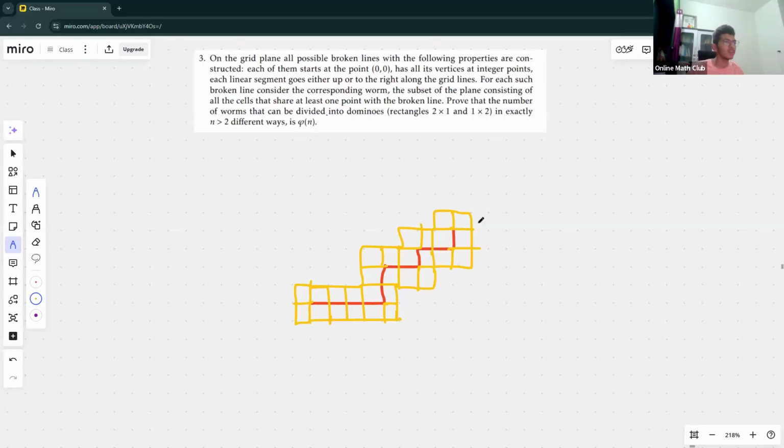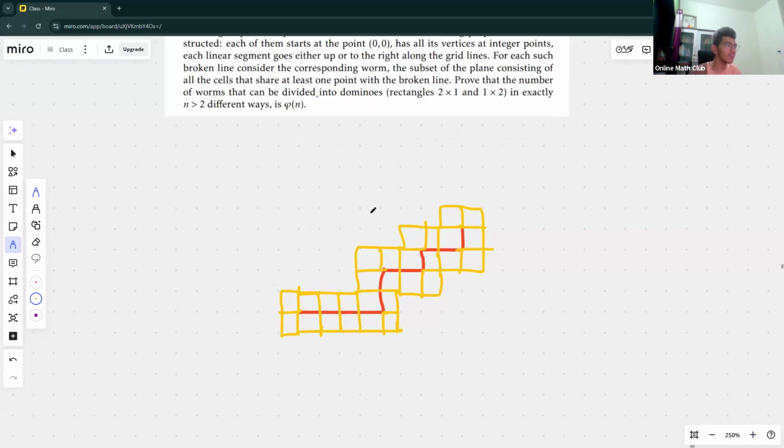Okay, so for this red line, for each of the points, at least one adjacent square's vertex should connect to that. And this is the worm. So this yellow part, they call it a worm, whatever.